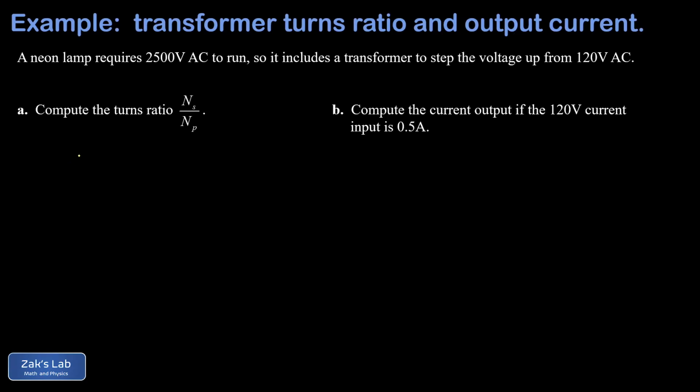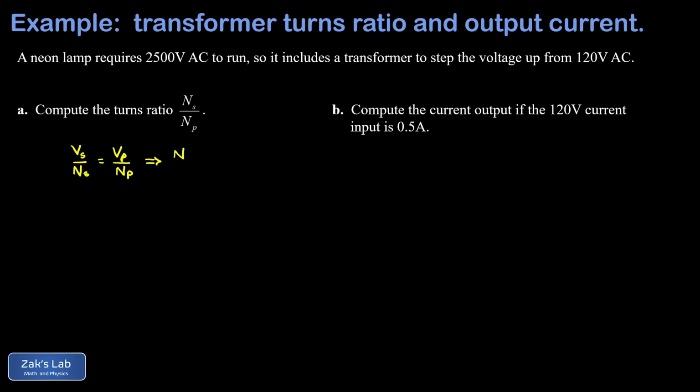So to answer the first question, to get the turns ratio, we use our transformer formula that relates the voltage in and the voltage out and the number of turns in each coil. And there it is. And just a reminder, the S stands for secondary, the P for primary. So the primary side is the side we're powering, and then the output of this thing is on the secondary side. Now what we're looking for is NS over NP, so we could just multiply both sides by NS to get that on the right-hand side in the numerator.